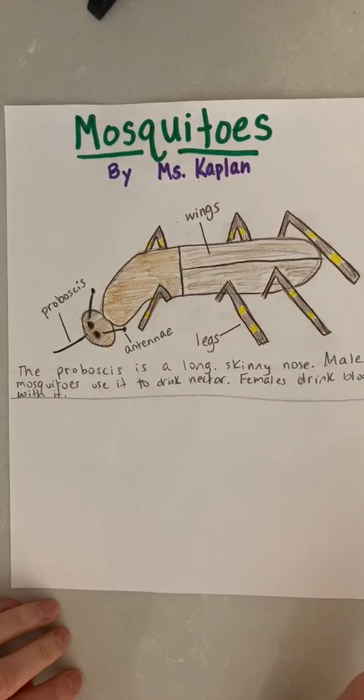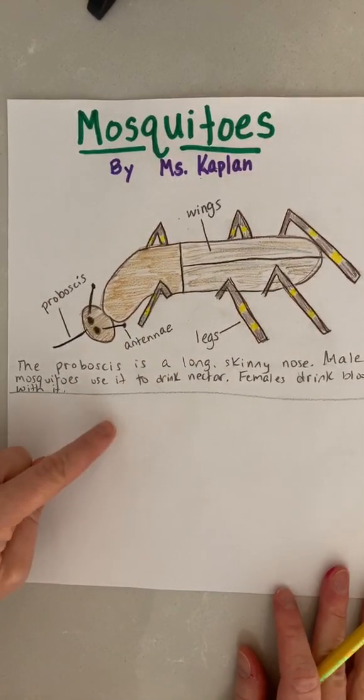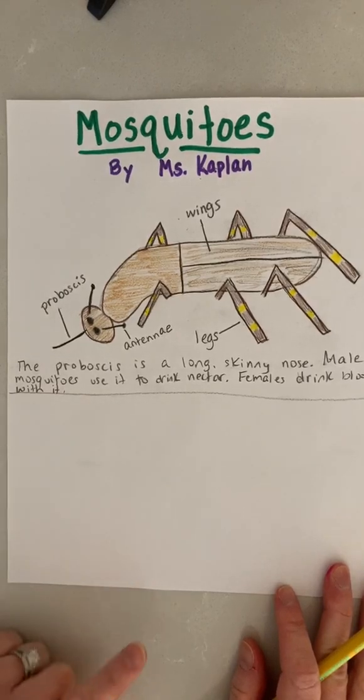So now I've explained about a part of my diagram, and now I'm all set for the next part of my poster, which will be to add interesting facts at the bottom.